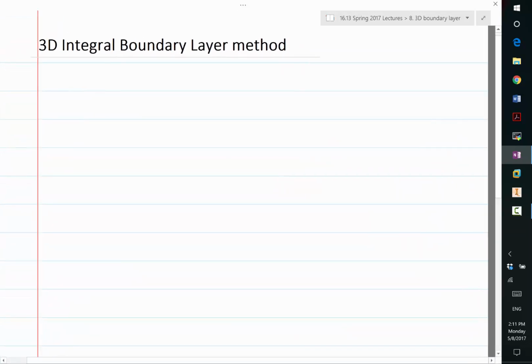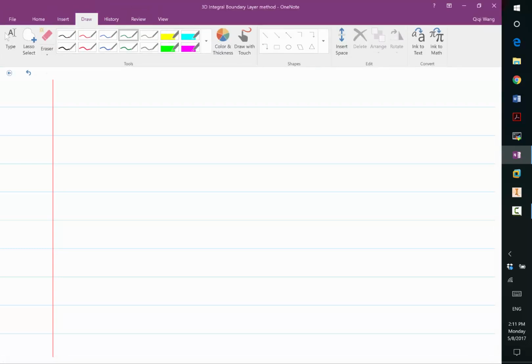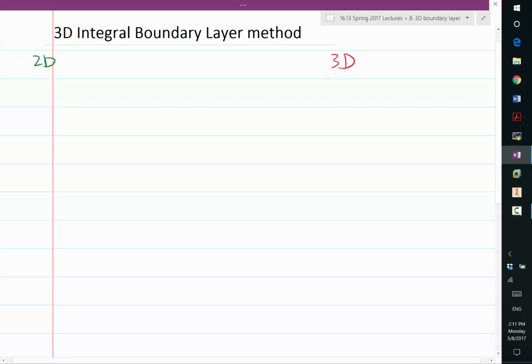That's a special case for infinite swept wing. To solve for the general cases, we need also to go through the integral boundary layer equation derivation for 3 dimensions. Because we already did this for 2 dimensions, I'm just going to remind you what the 2-dimensional integral boundary layer equations are and generalize to 3D. So this is 2D and 3D.